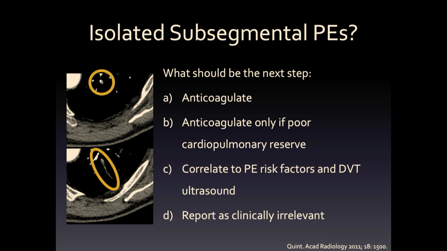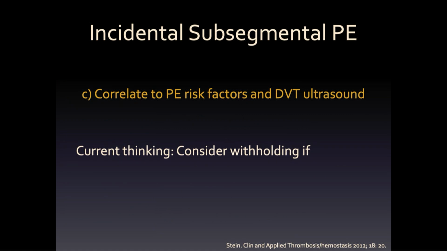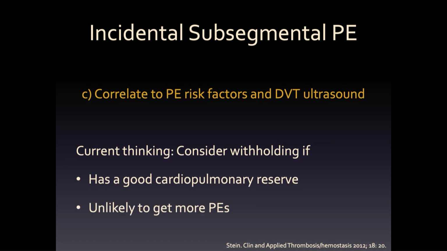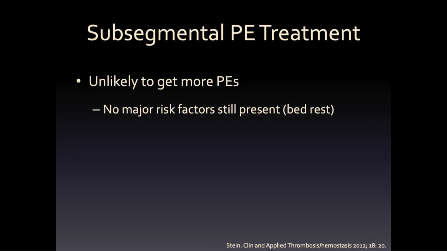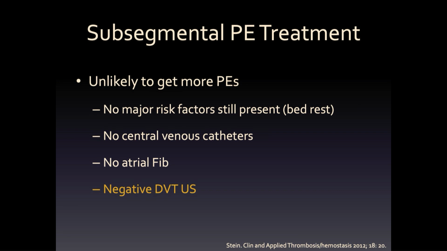Yeah, so it's C. Are they actually likely to get more? And then maybe let's do an ultrasound and see if they have a reserve, a reserve of clot. And the idea here is if someone is healthy enough and doesn't have a likely source of more PEs, maybe you don't have to treat. So what does that mean, unlikely to get more? They're not in bed, they don't have a line, no AFib, they don't have a reserve of clots somewhere else, okay?